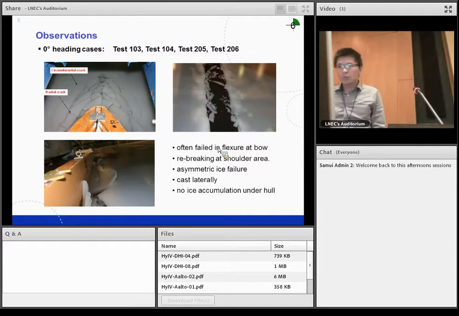When the ice was submerged down, it could be possible that the ice floes were cast laterally. You can see from these pictures here that a lot of ice floes were cast, and there's no ice accumulation under the hull according to the videos.